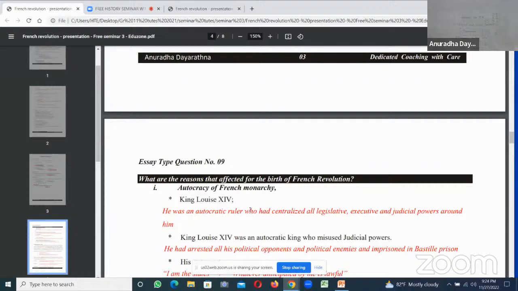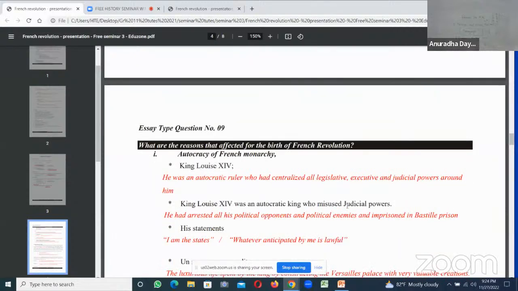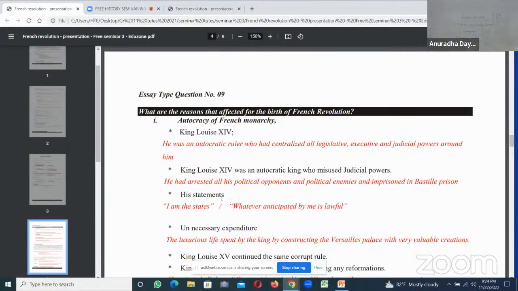Now in the next example, I will show you how it is written as a paragraph. King Louis XIV was an autocratic ruler who had centralized all legislative, executive, and judicial powers around him. Louis XIV was an autocratic king who misused judicial powers. He arrested all his political opponents and enemies and imprisoned them in the Bastille prison. And you must write about his statements: I am the state, I am the kingdom, whatever is anticipated by me is lawful. So explain this as a paragraph.